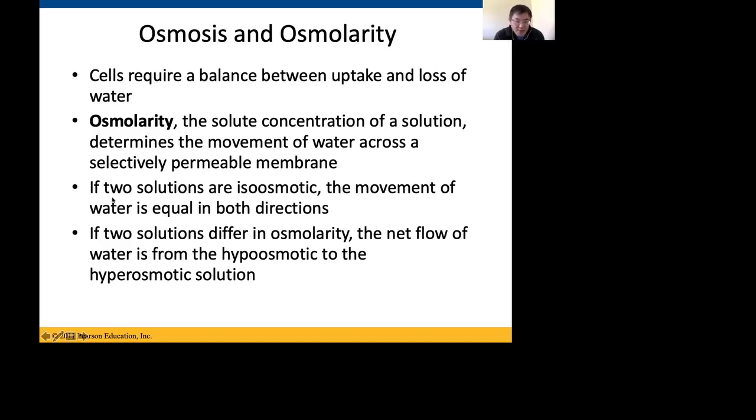If we have two solutions that are isosmotic, that means these two solutions have the same osmolarity. So there is no net water movement between these two solutions. However, if these two solutions have different osmolarity, the net water movement is from the hypoosmotic solution to the hyperosmotic solution.